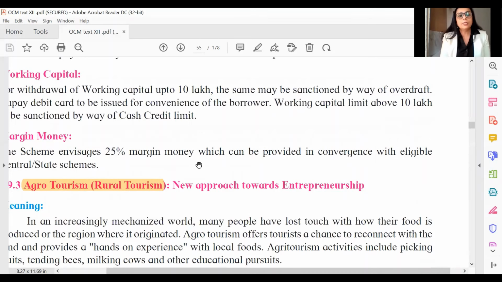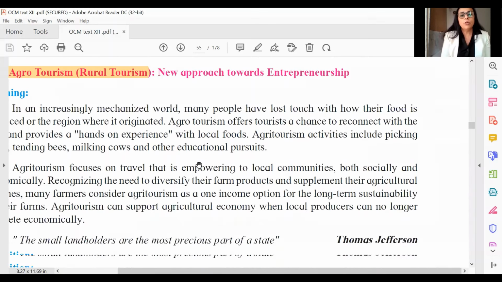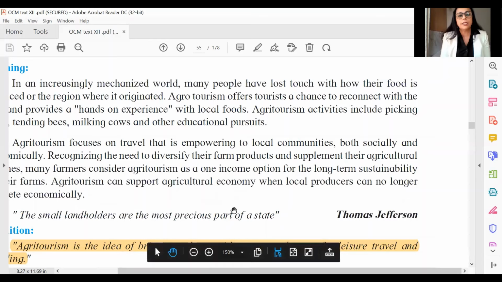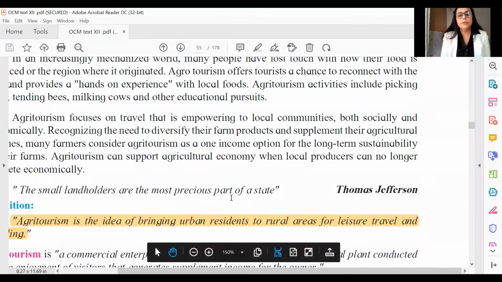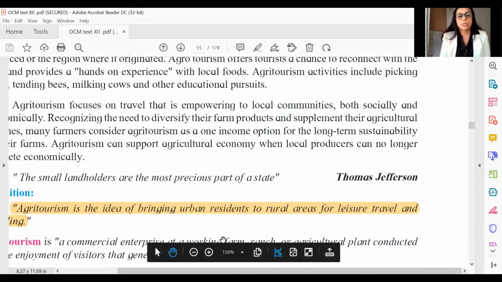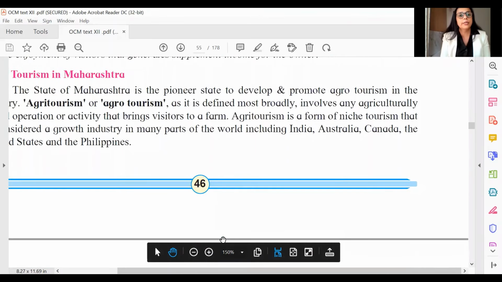The third and the last topic that you have under these new topics of this chapter is agro-tourism. Again, a very wonderful concept, on which the government of Maharashtra especially has worked a lot. Agro-tourism is the idea of bringing urban residents to rural areas, so tourism in rural areas, and tourists can actually get the experience or the feel of the rural areas.